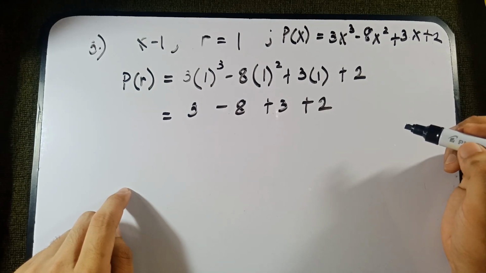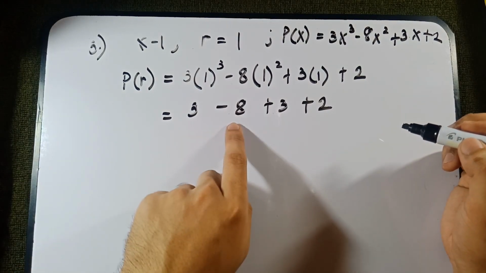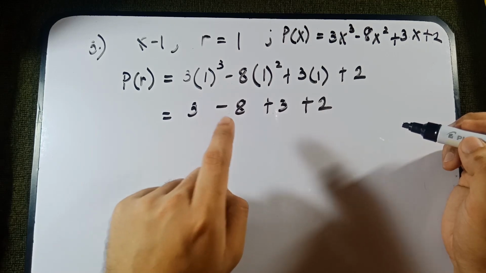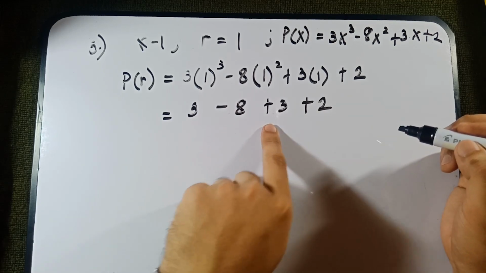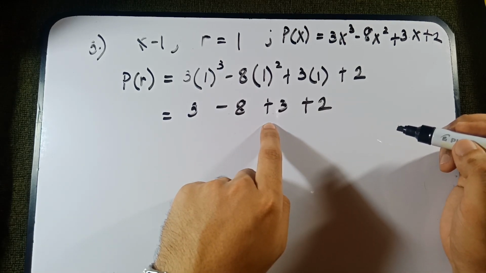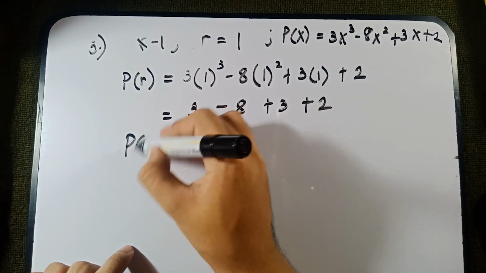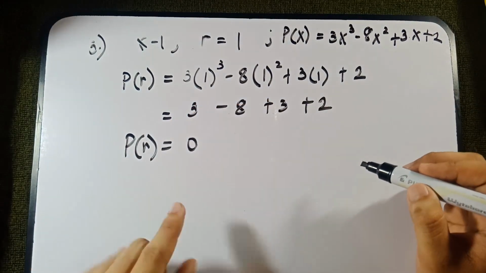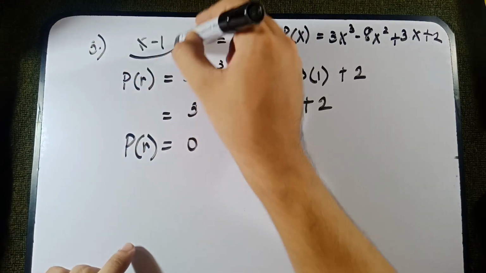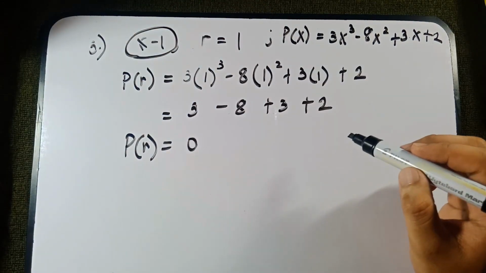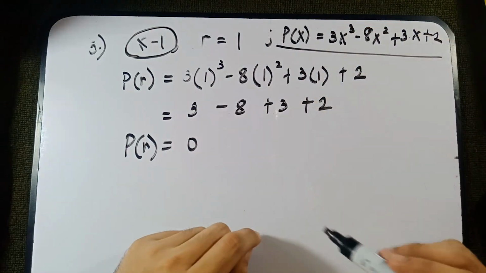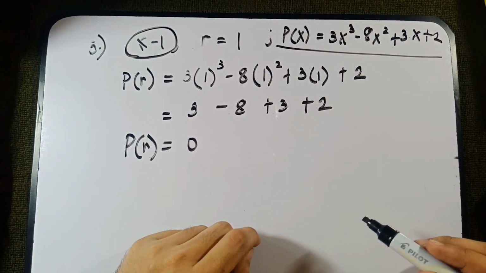So, let's see if this is 0. 3 minus 8 is negative 5 plus 3, negative 2 plus 2, 0. So, meaning, since yung P of R natin ay 0, meaning yung x minus 1 natin ay isa sa mga factors ng polynomial natin. Nagkakaintindihan?